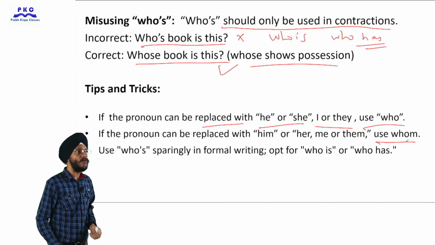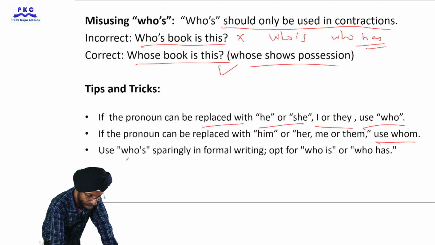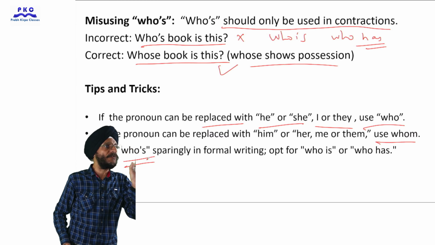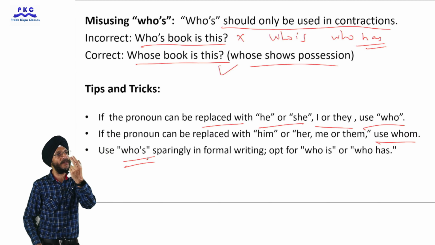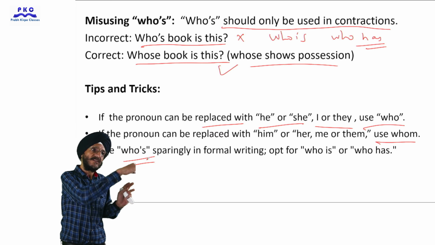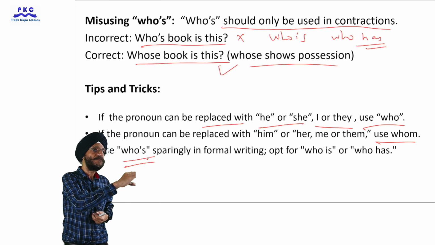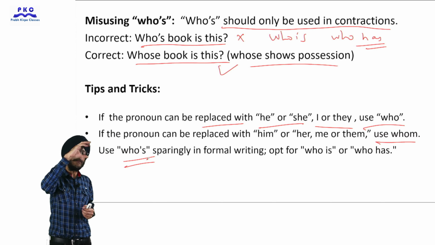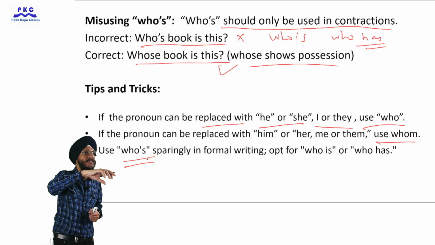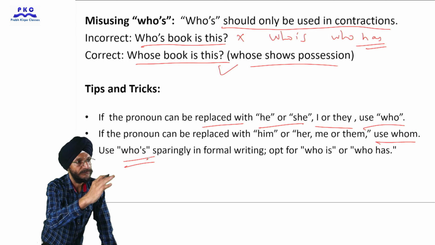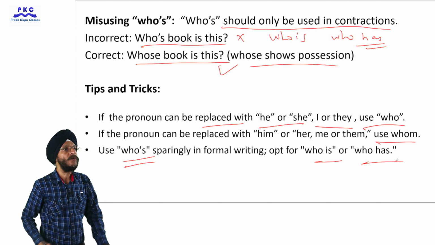It is also to note that we are to use the contraction who's sparingly in formal writing. We are to use this contraction of who is or who has only or mostly in informal writing. In formal writing, we should opt for the full who is or who has.